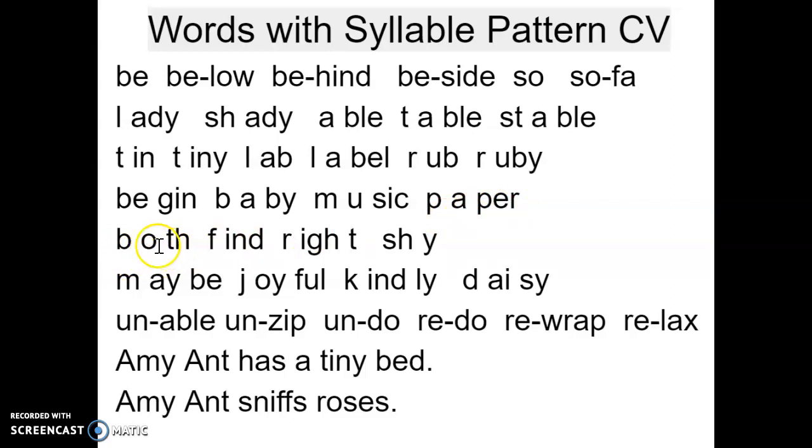Both, both. Be sure the TH sound, tongue on the roof of your mouth, and you say both, both. Find, find. Right, right. This is a review.